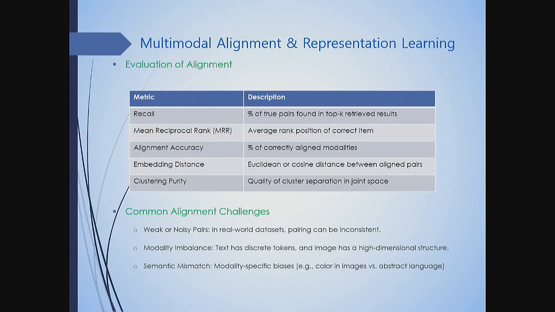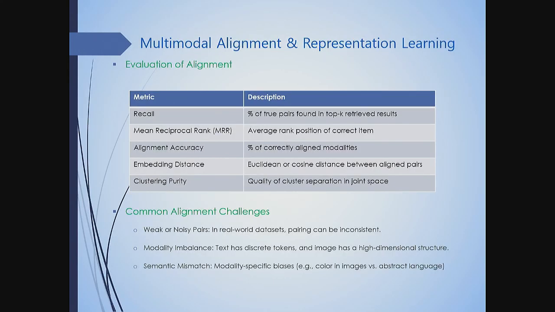So you have the recall, for example. This gives the percentage of true pairs found in the top results. It means that you look at how many percent are true. And then you have, for example, accuracy, which is always the same everywhere, and then some others like cluster purity and so on. So you can use these metrics to evaluate your alignment.